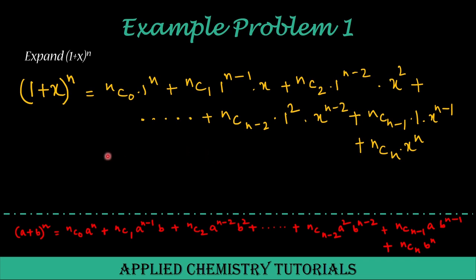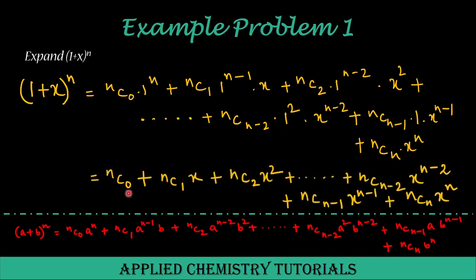We can clearly see that here 1^n equals 1^(n-1) equals 1^(n-2) equals 1. Also here 1^2 equals 1. So we can simplify this as nC0 plus nC1 x plus nC2 x^2 plus ... plus nC(n-2) x^(n-2) plus nC(n-1) x^(n-1) plus nCn x^n.